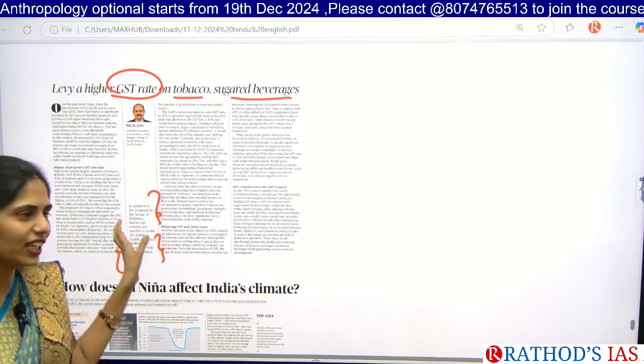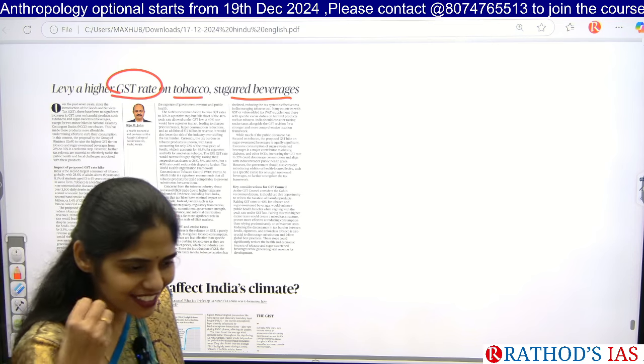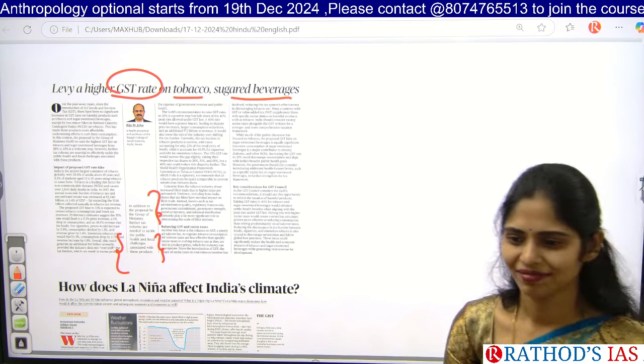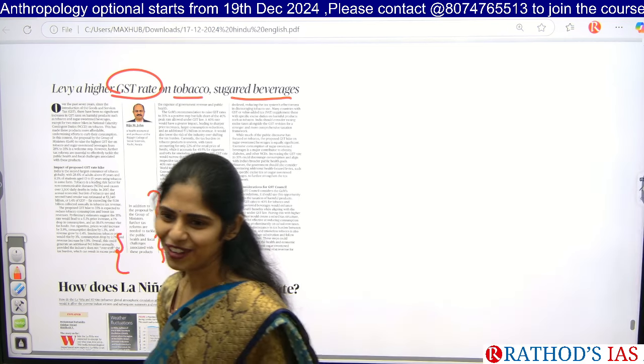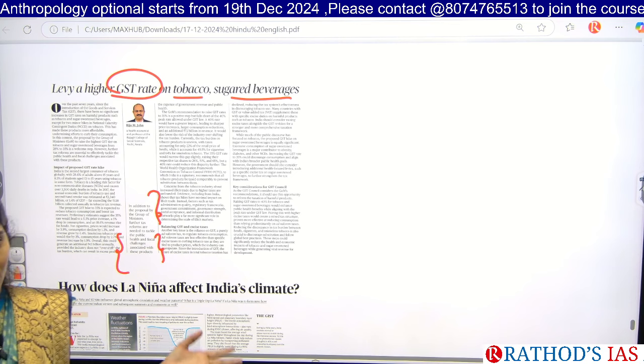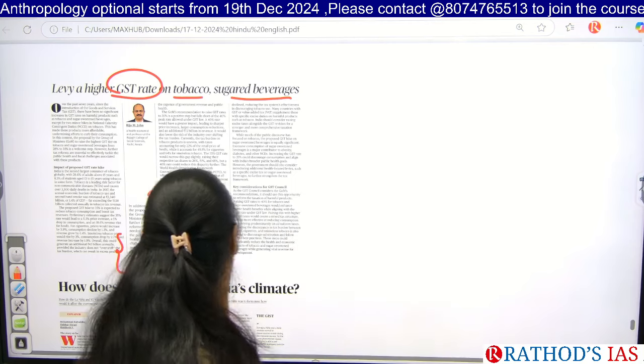So if they increase this GST, the price will be increased, and the government is at least thinking of decreasing this consumption. We don't know what happens. They may increase the pocket money, or spend more on this, especially those who are consuming it, we don't know. But the government is at least trying to decrease the consumption of these tobacco products.